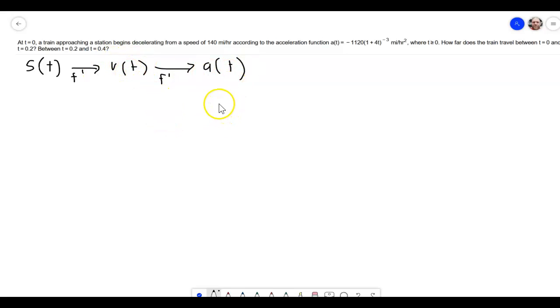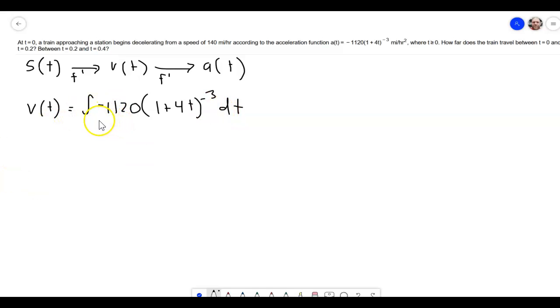All right. So let's go ahead and first, we know that the velocity with respect to time is going to be the integral or antiderivative of the acceleration function, negative 1120 times (1 plus 4t) to the negative 3, dt, with respect to t here.